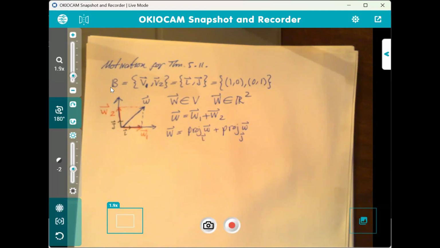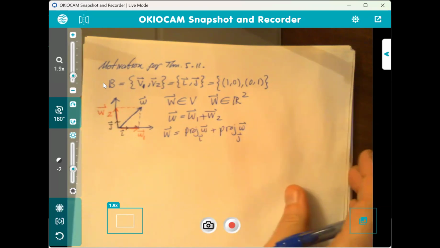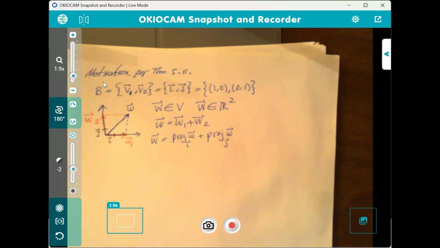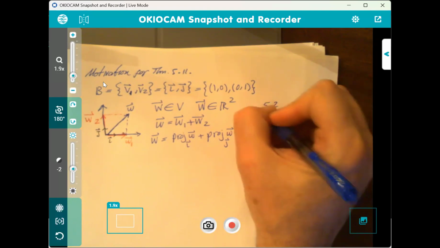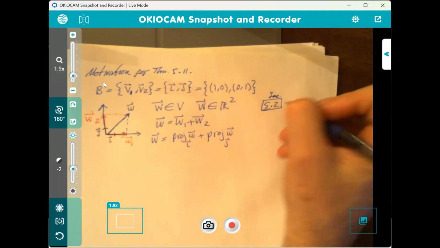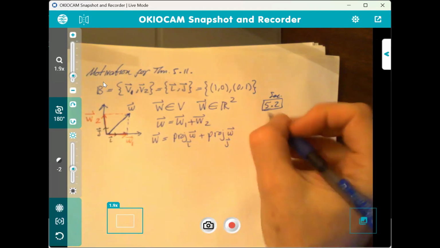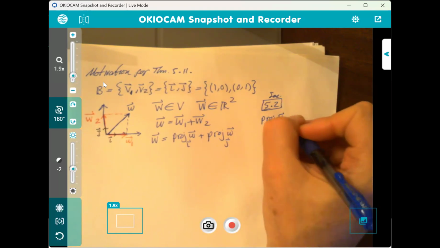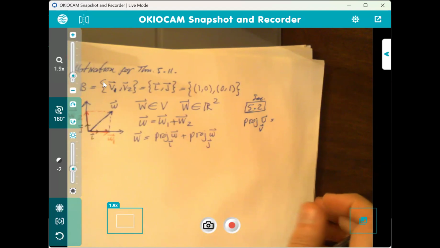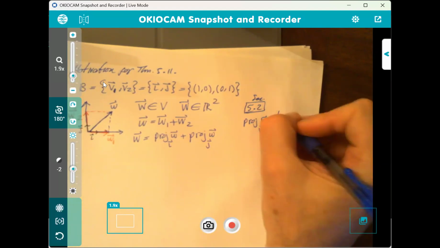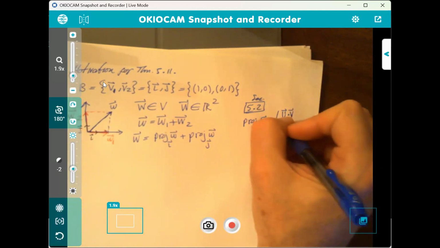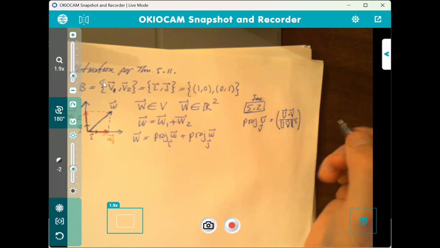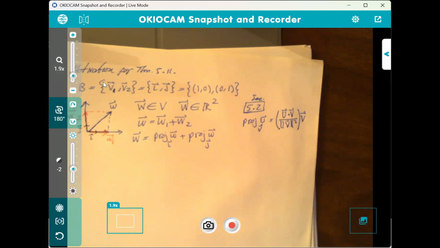Now, last week in section 5.2, let me recall what we talked about, because we're going to need what we're about to write here. When we talked about the projection of a vector onto another vector, we said the projection of U onto V is given by the dot product of U and V over the magnitude of V squared, times vector V. This is from last week.